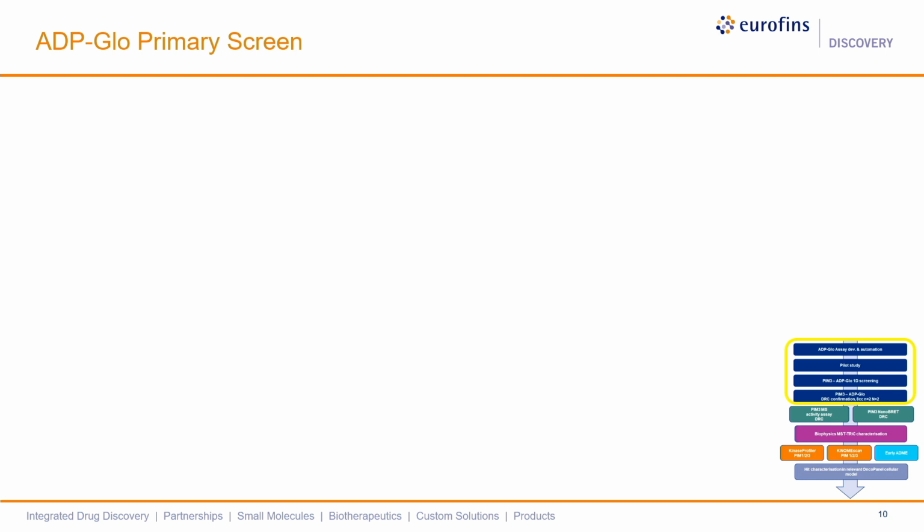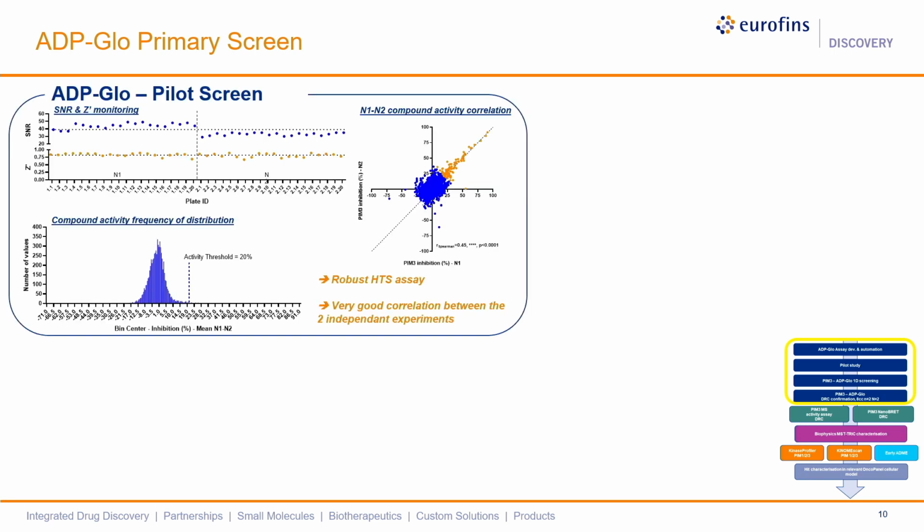Let's start with the ADP-Glo data. If we look at the pilot screen, it's a subset of compounds to validate the robustness and the repeatability of the ADP-Glo assay, being sure we will be able to screen the 73,000 compounds with high quality.